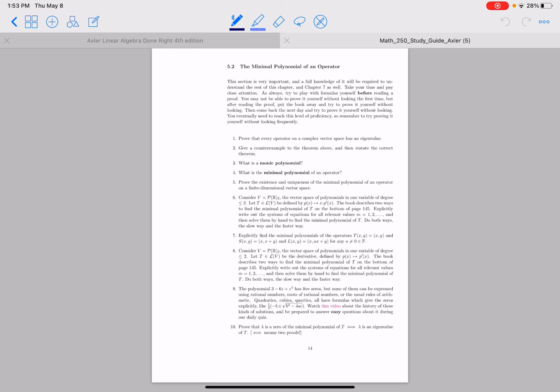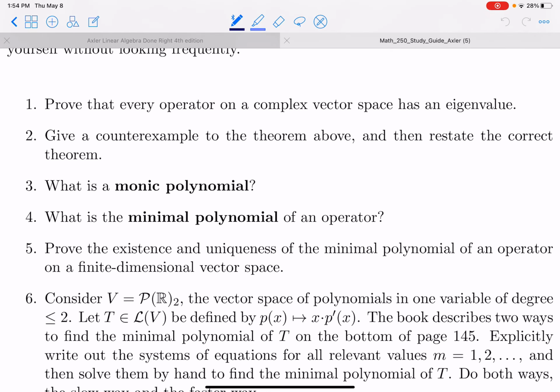Okay, hi everyone. So this is the minimal polynomial of an operator, section 5b. So first let's look at these two questions up here. Prove every operator has an eigenvalue, and then give a counterexample and restate the correct theorem.